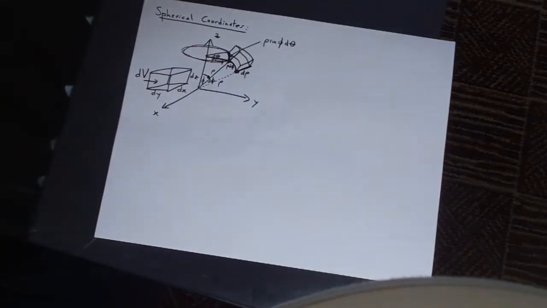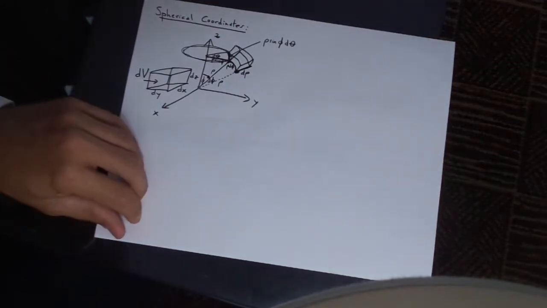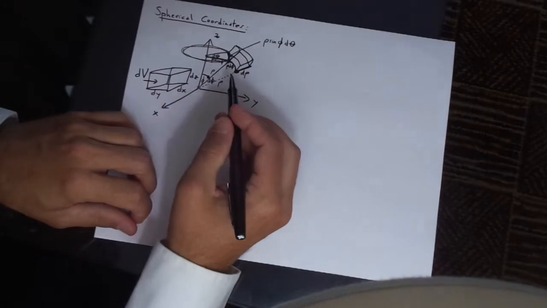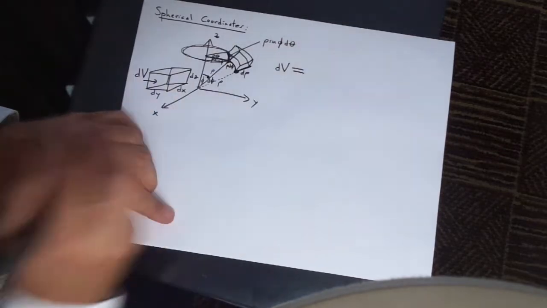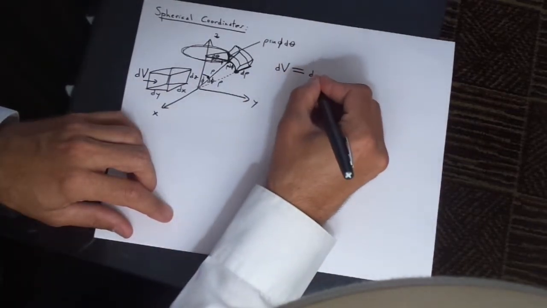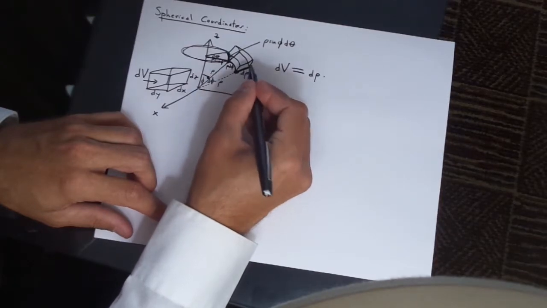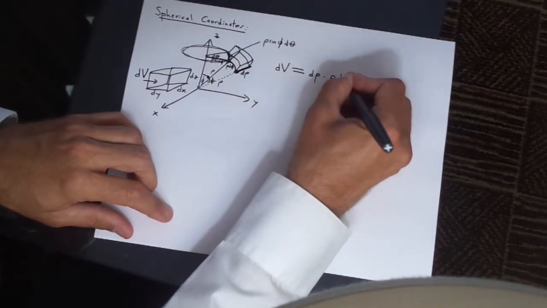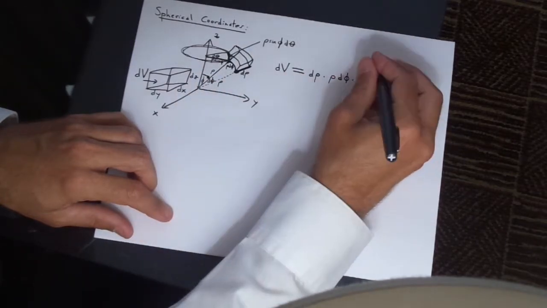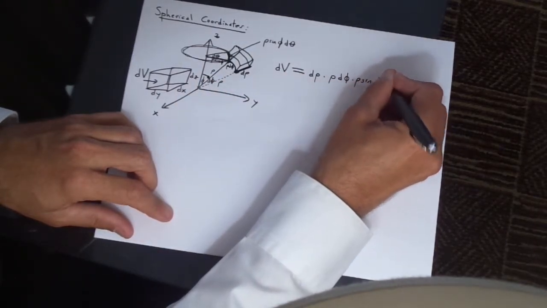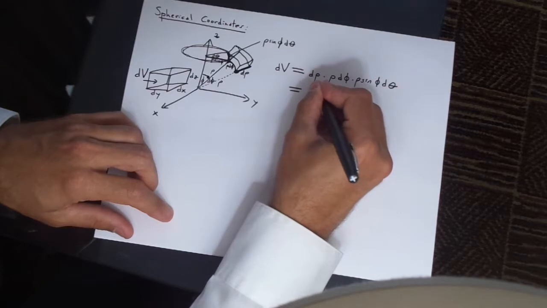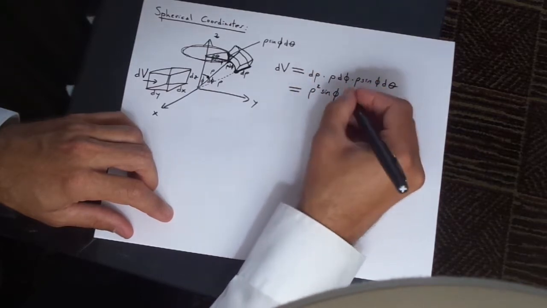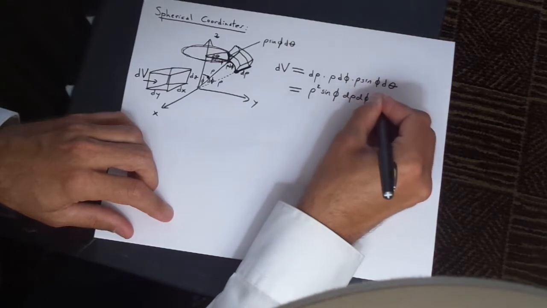Okay, assuming that d rho, d phi, and d theta are very small, this is approximately a box. The volume dV has one side of length d rho, another side of length rho d phi, and another side of length rho sine phi d theta. In other words, the volume here is rho squared sine phi d rho d phi d theta.